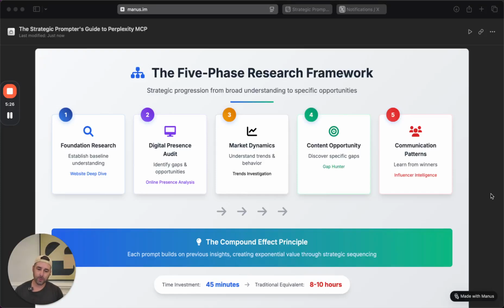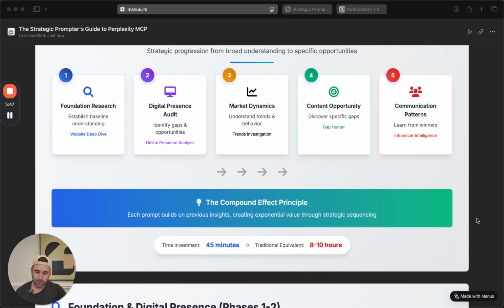So we'll call this influencer intelligence. Again, this progression leads to a real compound effect because your LLM is gathering context from each of these stages, and each prompt is building on previous insights. And this strategic sequencing is really a massive unlock.